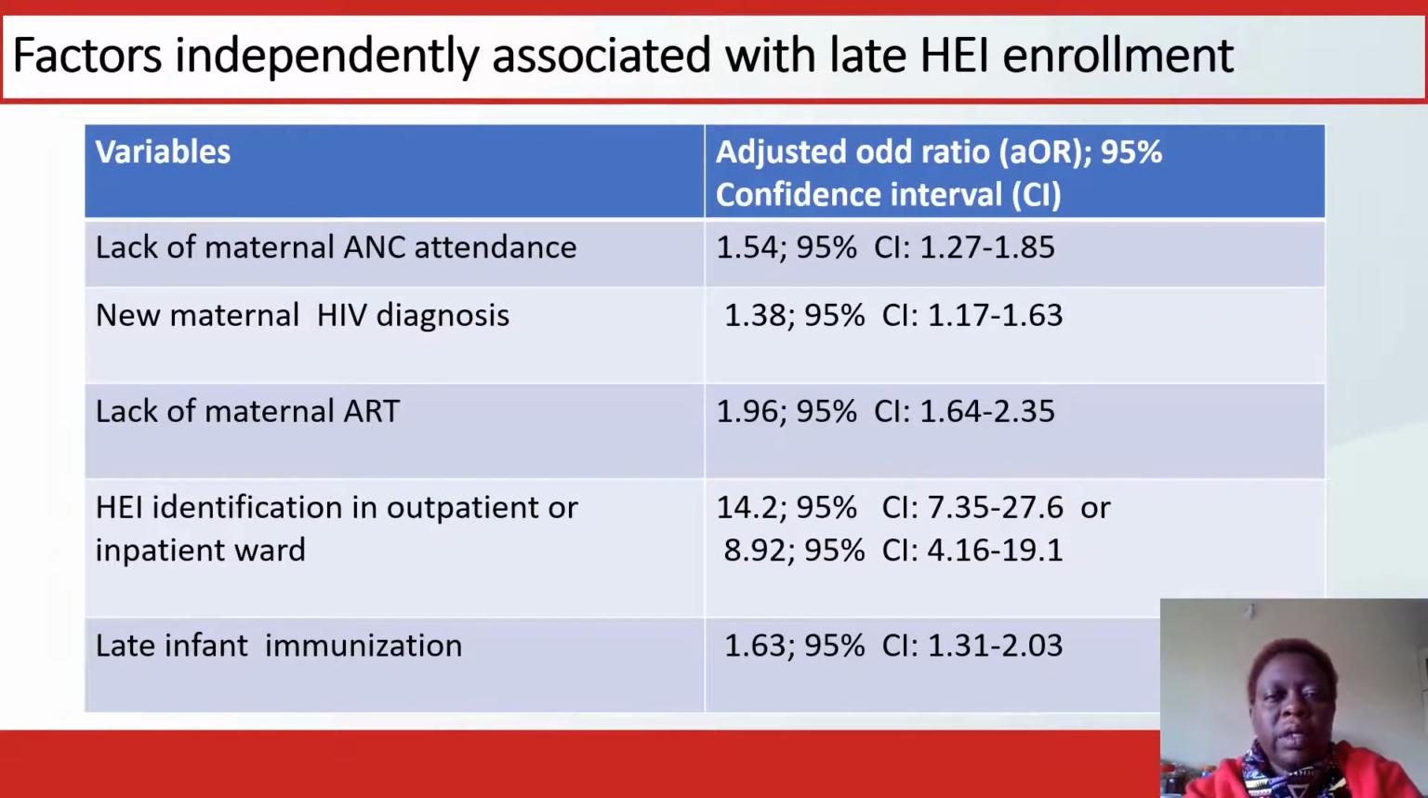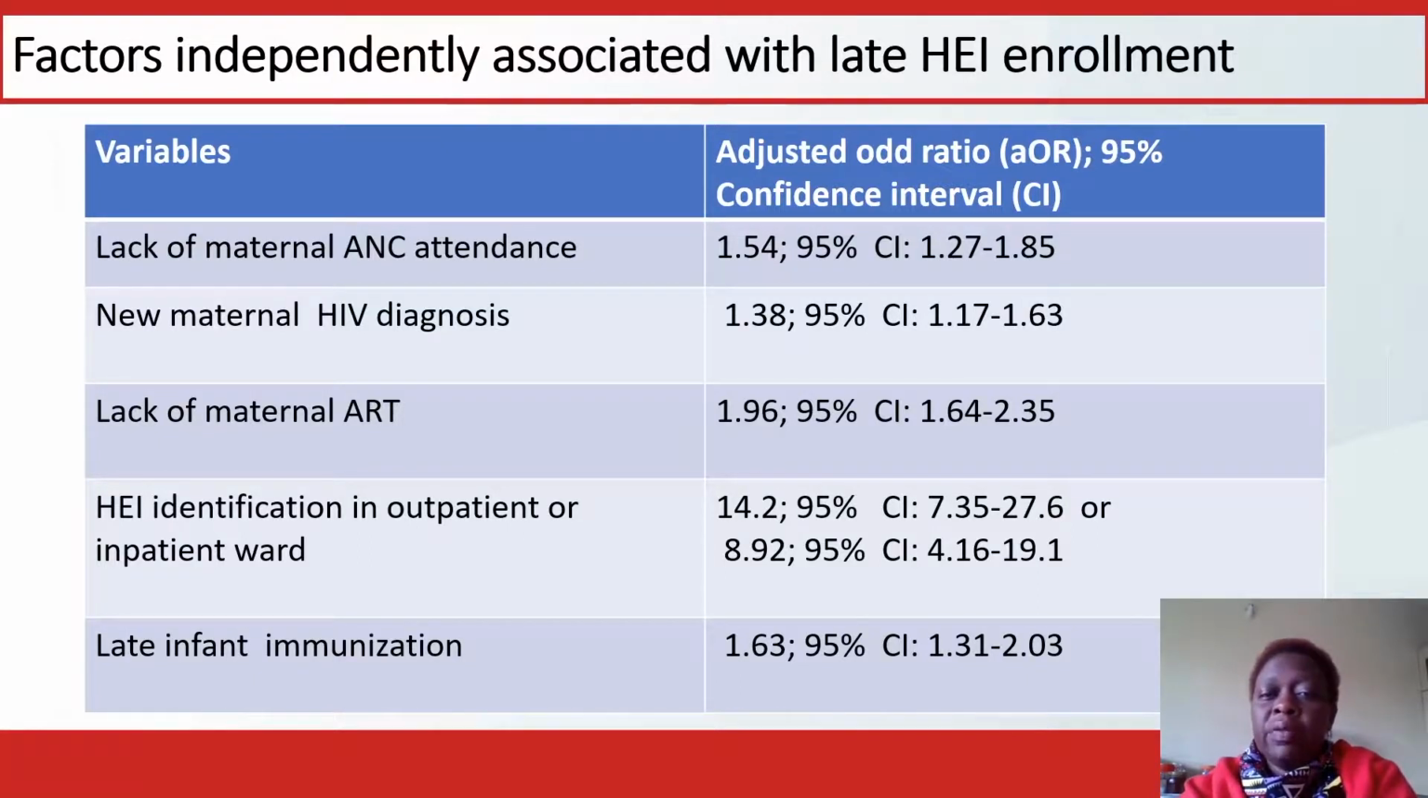Looking at our multivariate analysis, what we found were the factors that were independently associated with late HEI enrollment were lack of maternal ANC, new maternal HIV diagnosis, and lack of maternal ART, with adjusted odds ratios of 1.54, 1.38, and 1.96 respectively.